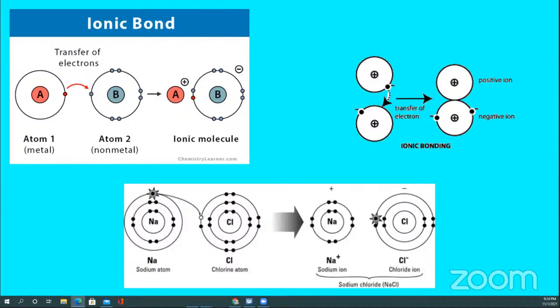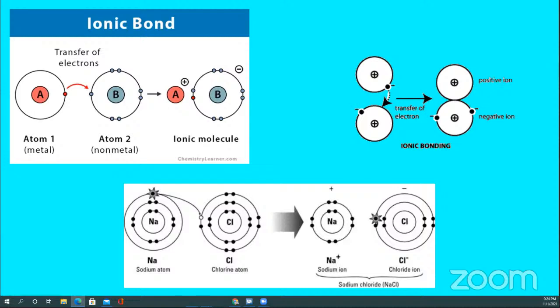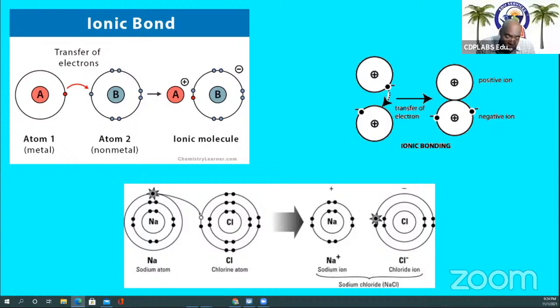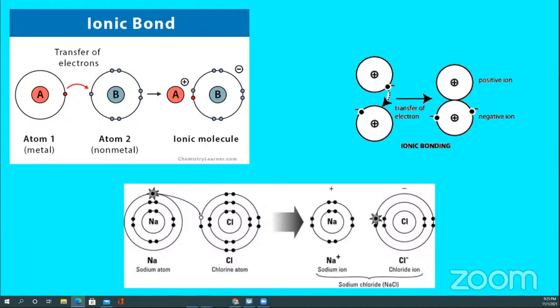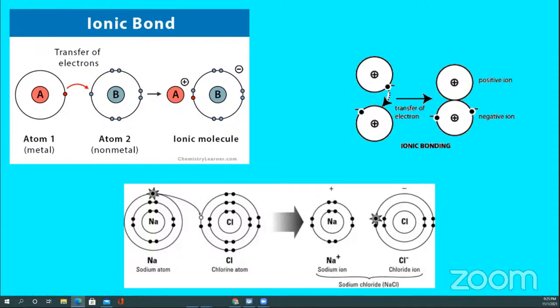The number of electrons on the last shell of the atom. So how many electrons are on the last shell for sodium? 1. So which group is it in? Group what? 3. Read what you just wrote a while ago. Read it again, let me hear it. The number of electrons on the last shell of the atom is equal to the group number.